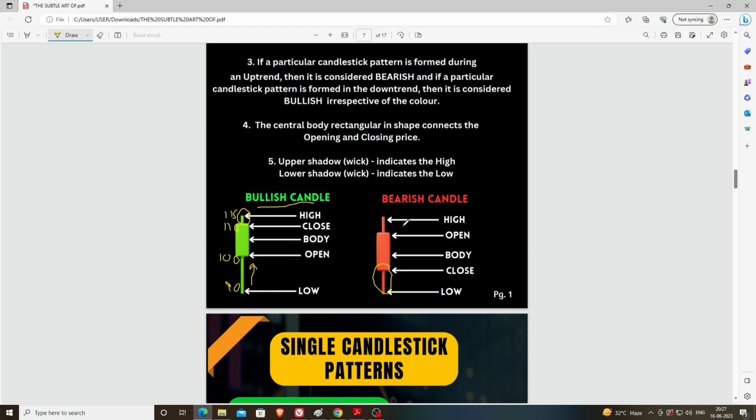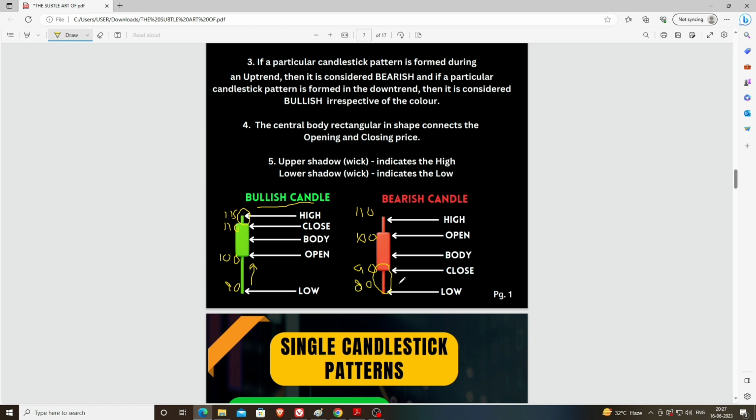The same but a little different for a bearish candle. For example, the market started from here, say 100, and the price closed at, say, 90. So let's consider the high as 110. That means the buyers have pushed the price to 110, but the sellers became active here and they pushed the price down to 100. And for example, say the low became, let's say, 80.